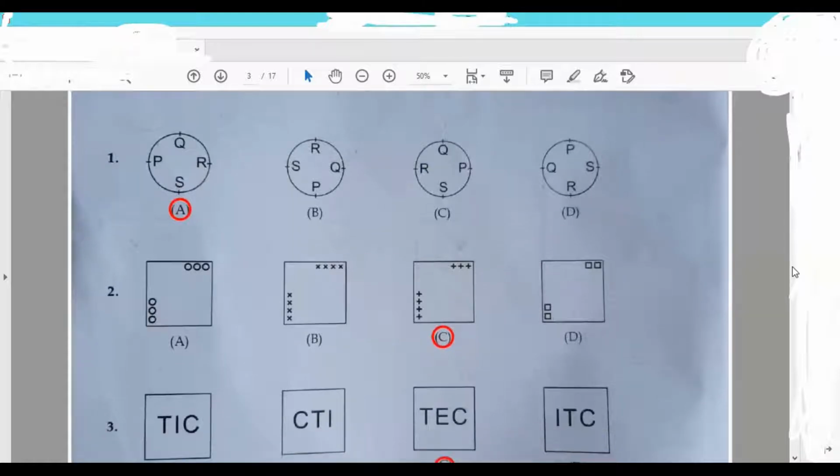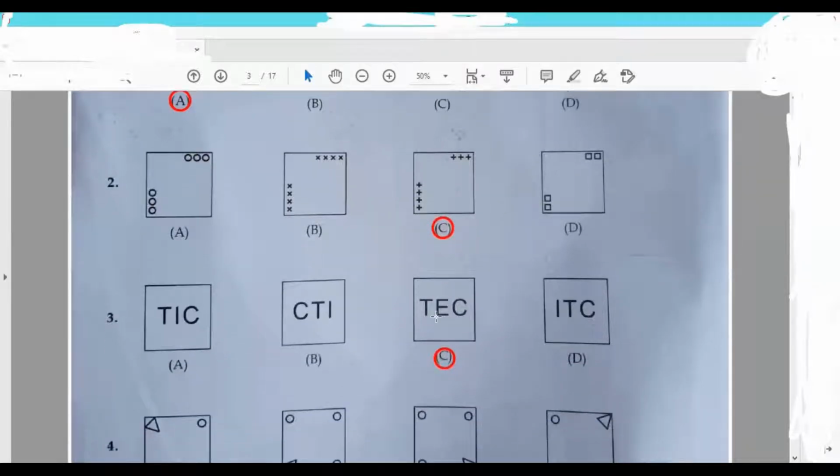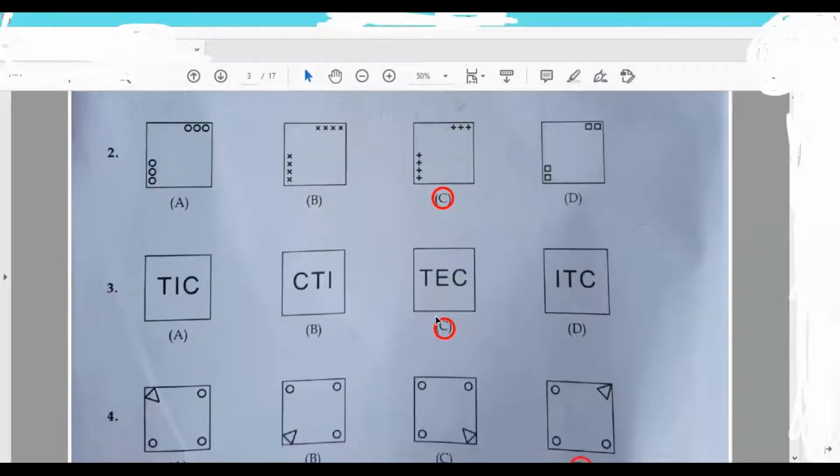For the first question, it's A because it is clockwise, while the others are all anti-clockwise. PQRS is anti-clockwise. Similarly, for question 2, it is 3 here, 3 here, 4 here, 4 here. It is the same number, but here it is 3 and here it is 4. So for the second, it is C. For the third, it is C again. Why? Because it is A, B, and C. It is a combination, but in the C part it is E, which is the odd one out.